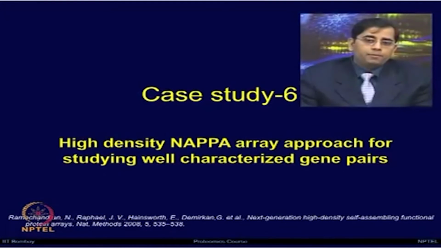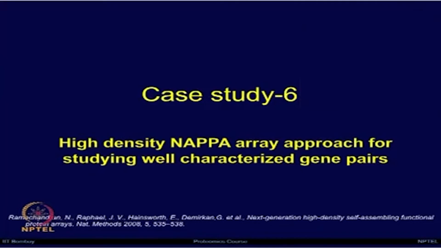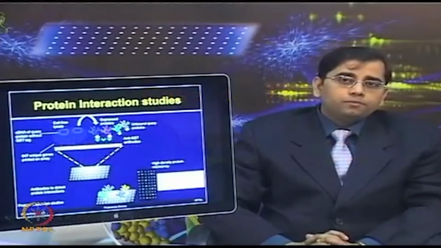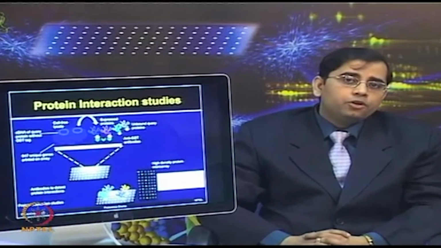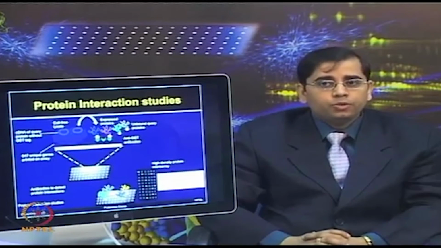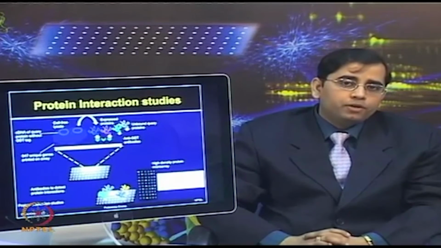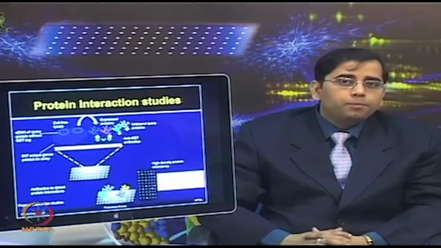Now, let us discuss case study 6, the high density NAPA array approach for studying well characterized gene pairs, a study by Ramachandran et al. 2008. The previous study was more a proof of concept where a handful of proteins were taken for studying interactions, whereas this time a high density array was used where thousands of features were printed. Ramachandran et al. used a high density NAPA approach to study the binary interactions between several well characterized interacting pairs such as Jun, Fos, P53 and MDM2.